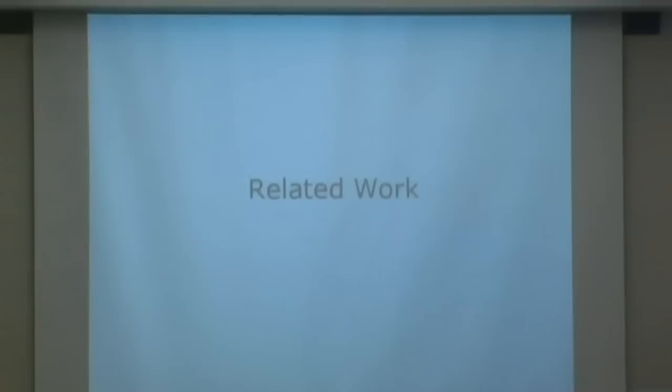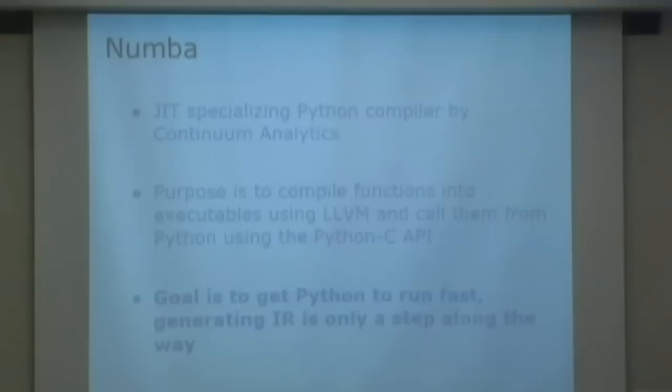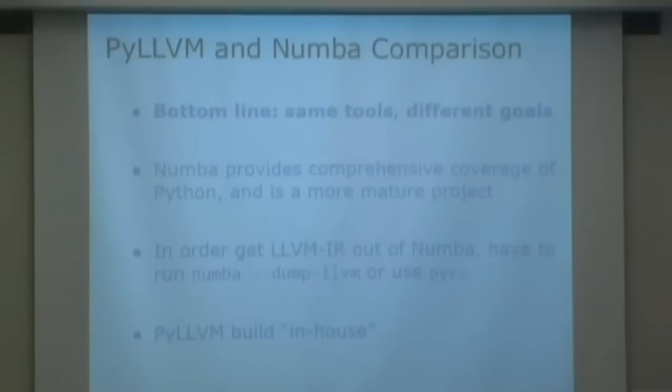Cool, so I'm going to talk about related work now. The most obvious comparison is with Numba. Numba is a specializing just-in-time compiler from Continuum Analytics. The purpose of this compiler is basically to run Python code as fast as C. This is different from the goal of PyLLVM, and you can tell in a couple of implementation decisions. There's a bunch of different things that PyLLVM can do that Numba can't, and vice versa. There's definitely more things that PyLLVM can't do.